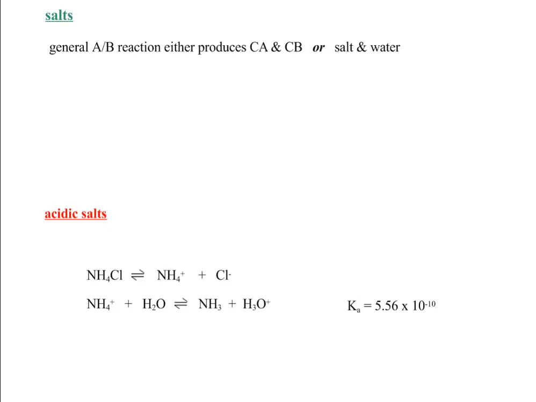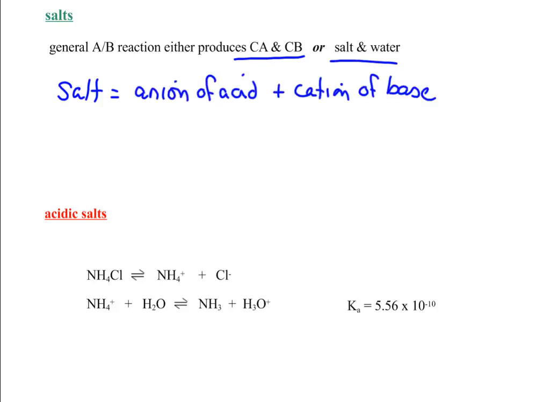We've talked earlier, when we were talking about Bronsted-Lowry reactions, about how when I have an acid and a base reacting, sometimes they don't produce a salt and water. Sometimes they produce a conjugate acid and a conjugate base. And in other cases, we produce a salt and water. The definition of a salt is the anion of the acid and the cation of the base. Strong acid plus a strong base, I get a neutral salt.